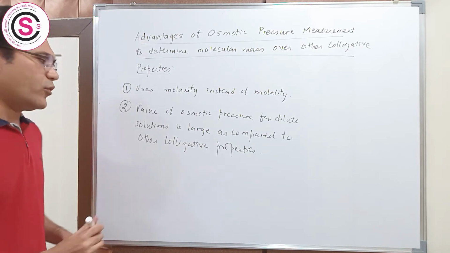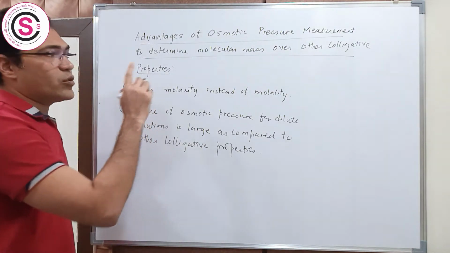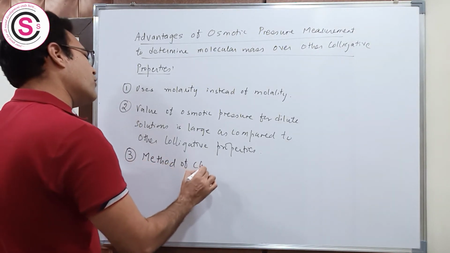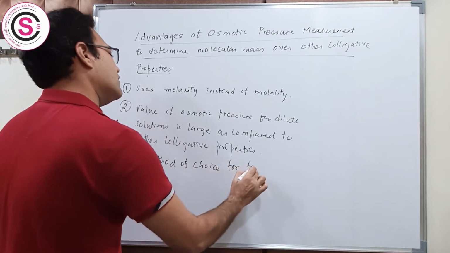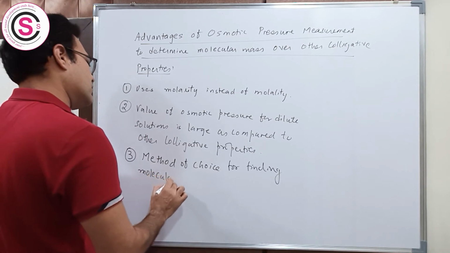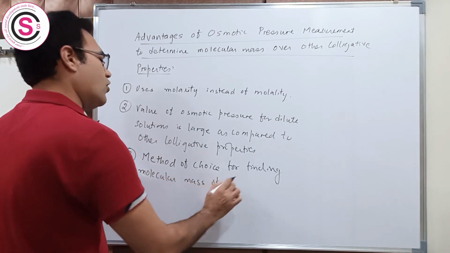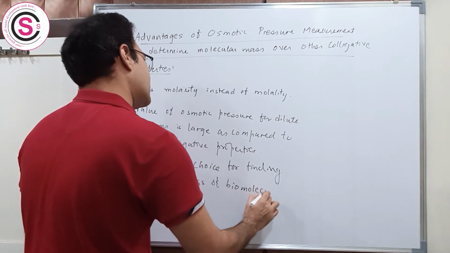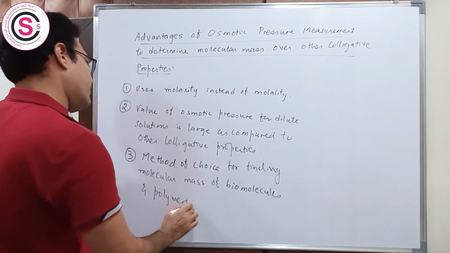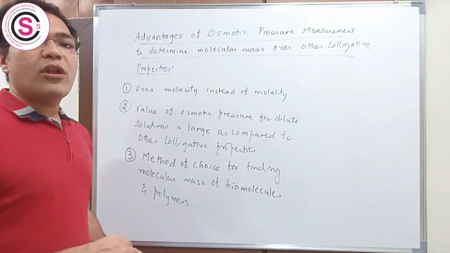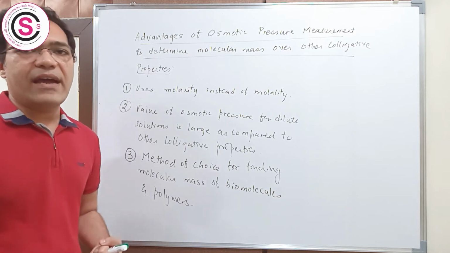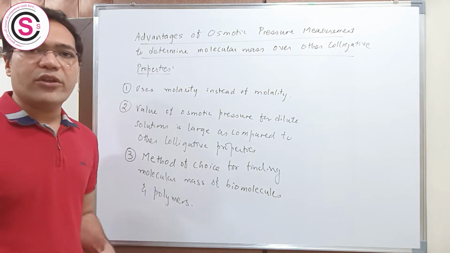to other colligative properties. The third is, see students, osmotic pressure is a method of choice. It is a method of choice for finding molecular mass of biomolecules and polymers. Now students, biomolecules means the molecules which are present in the living system. Your protein, carbohydrates, fats, right? These all are your biomolecules.